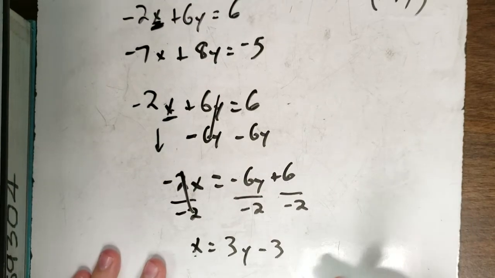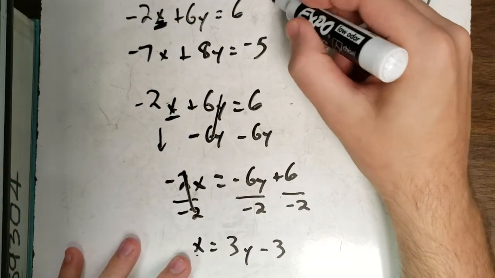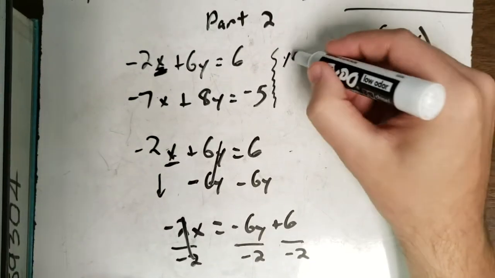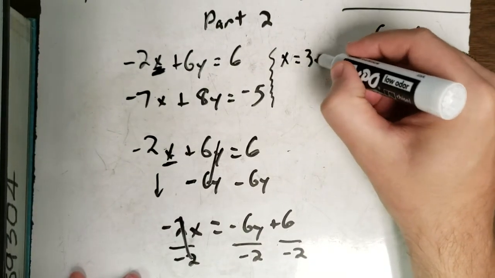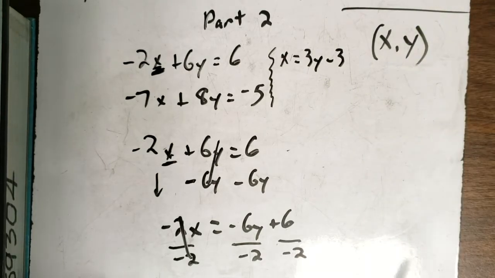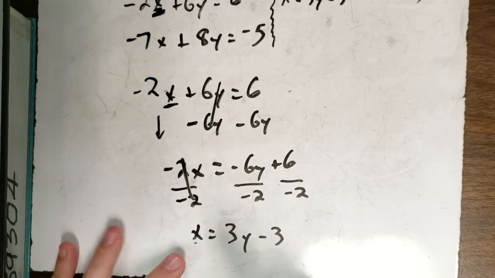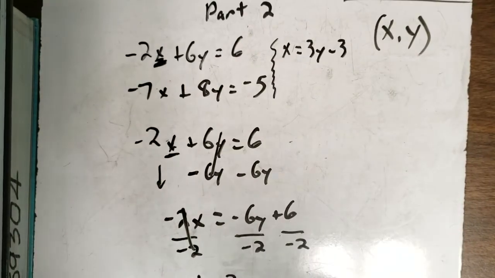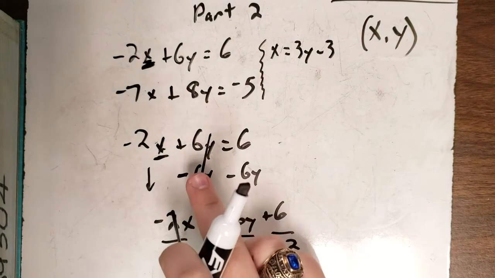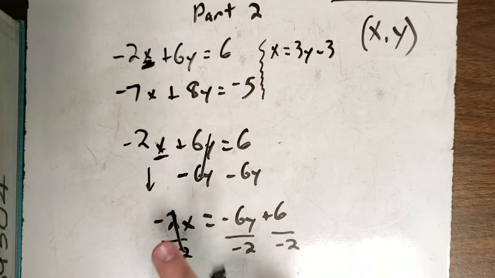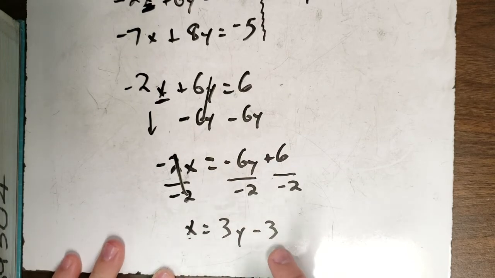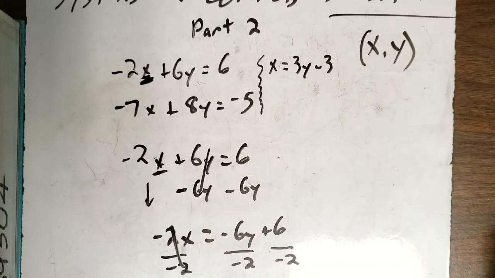So once again, I'm going to rewrite it up here. X equals 3y minus 3. So that's just what I found. Guys, first step, get a letter by itself. I want to get this x by itself. I did. I rewrote the problem. I moved the y. I divided by the number attached to the x to get x by itself, 3y minus 3. I wrote that up here. Now I'm going to erase this.